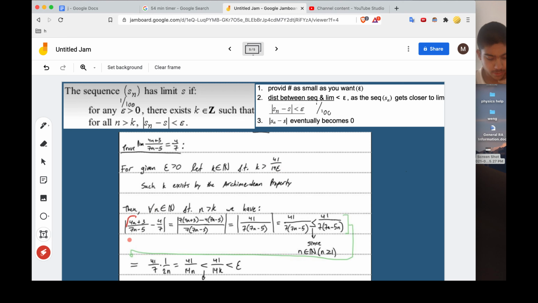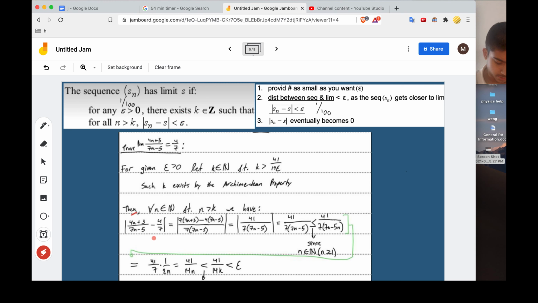Now we have our limit. This right here is s of n minus s, and what we want to do is show that it's less than epsilon. So for our given epsilon, we want to show that s of n minus s is going to be less than epsilon. We're going to play around with this algebraically so we can get it to be less than epsilon.